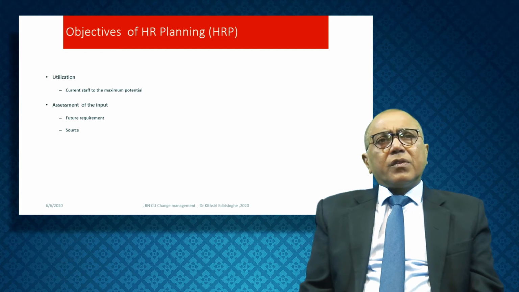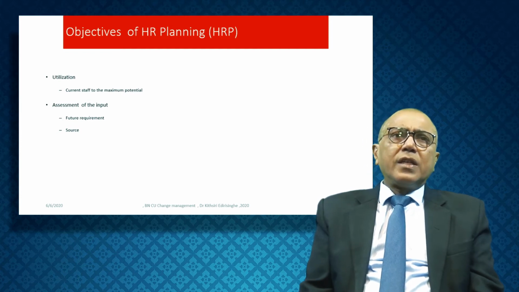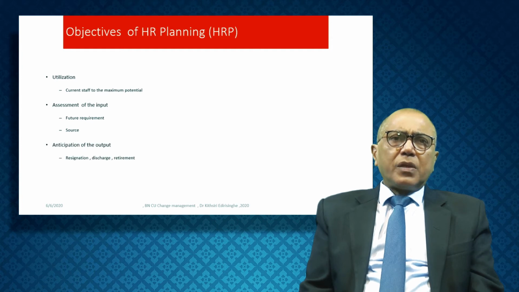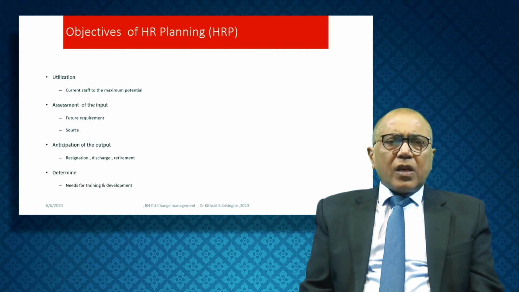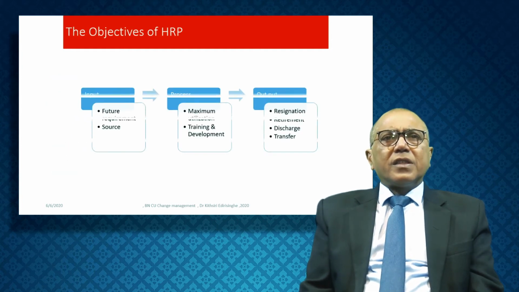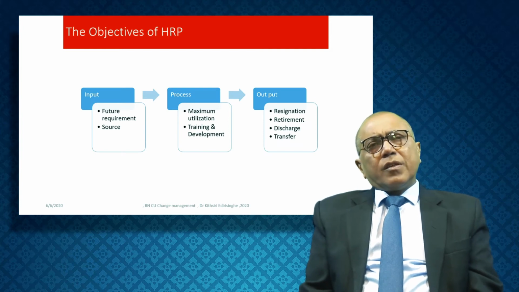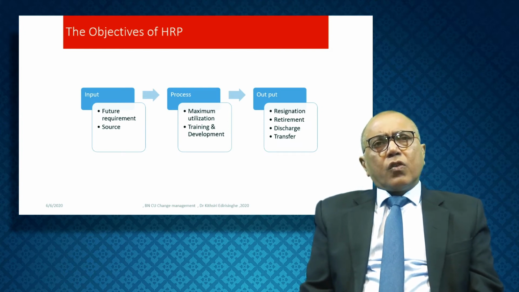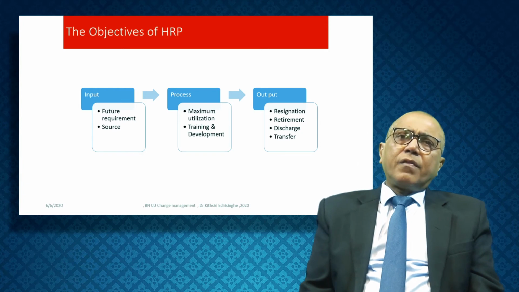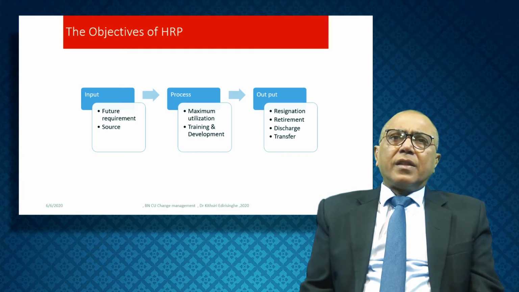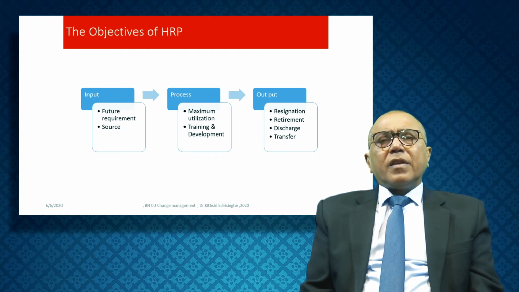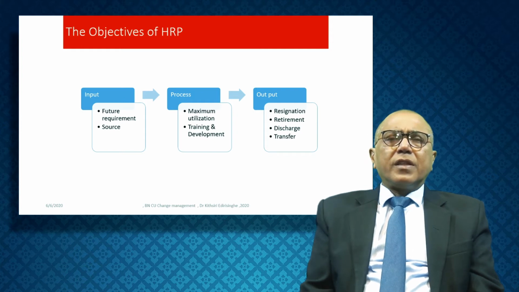So, objectives of general human resource planning is to utilize them well, assessment of the input, anticipation of the output, and you can read this slowly. Now, this is a human resource process. You forecast the future requirements, then look at from where you can get it, and then use the maximum of this human resource, and then training and development. Then there will be resignation, retirement and discharge and transfer. You have to really look at this.